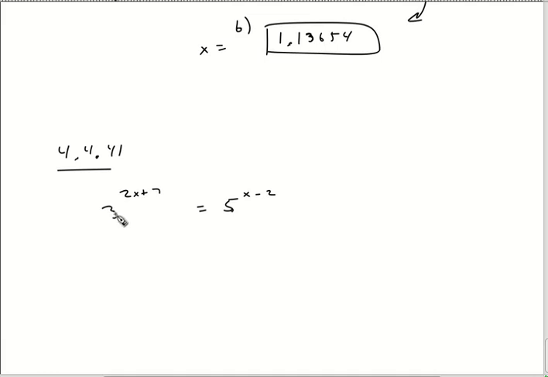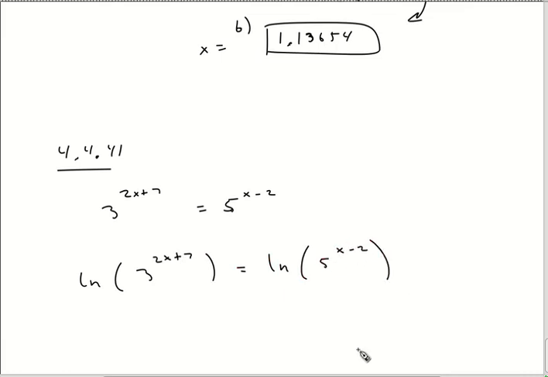So can I get a 3 over here? Nope. Can I make a 5 over here? Nope. So I can't get the same base on both sides. I must then ln both sides. It's the default, hey, what do I do if I'm stuck? You ln both sides. And that's okay. That's all part of it here.